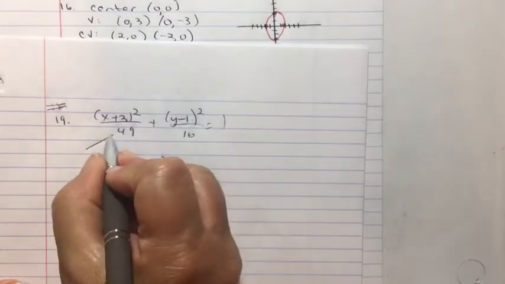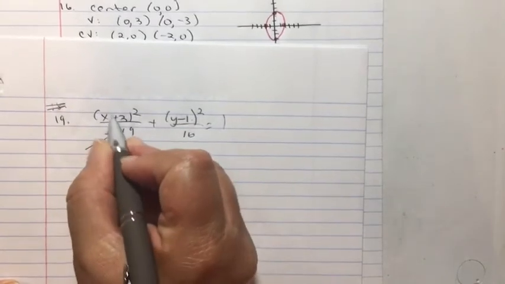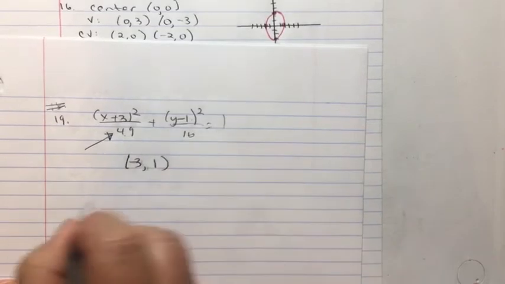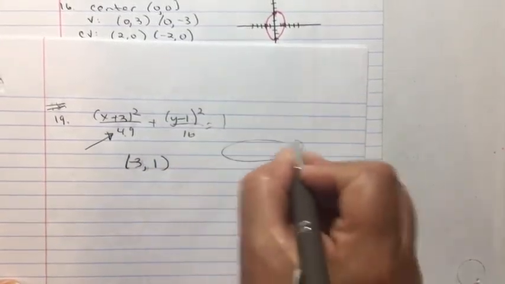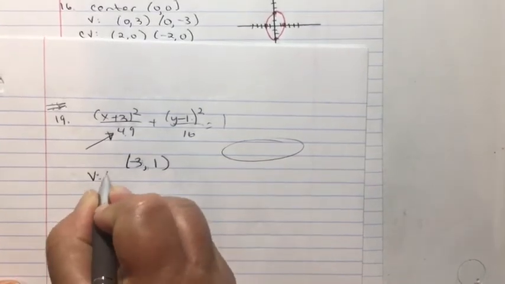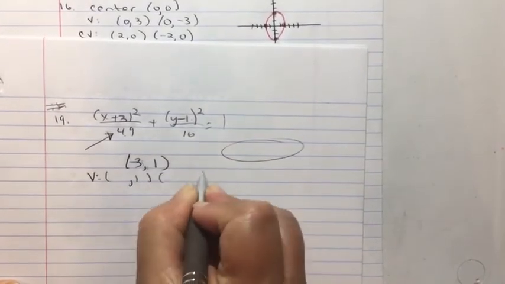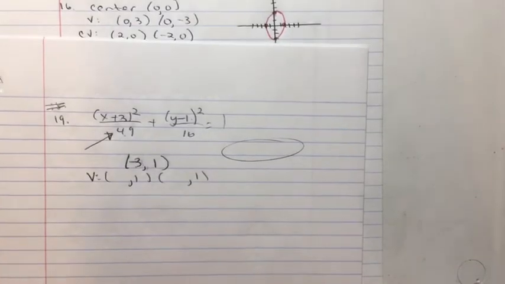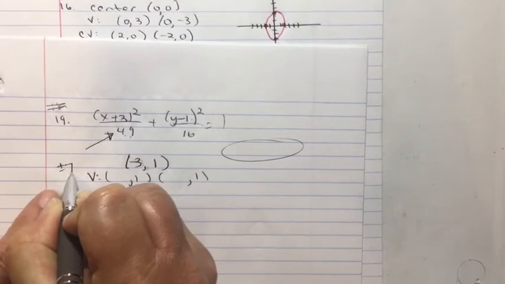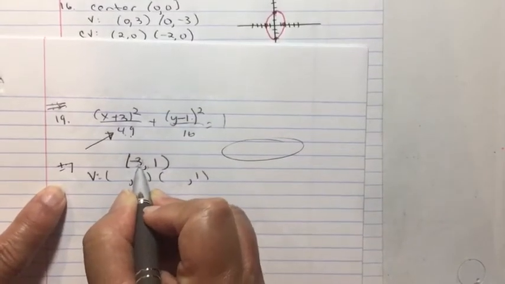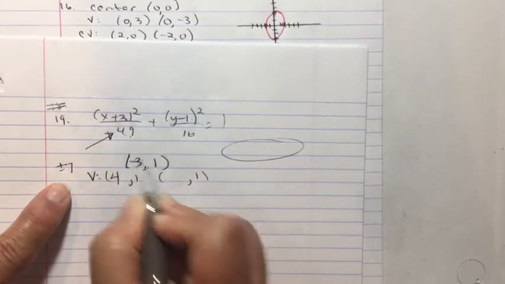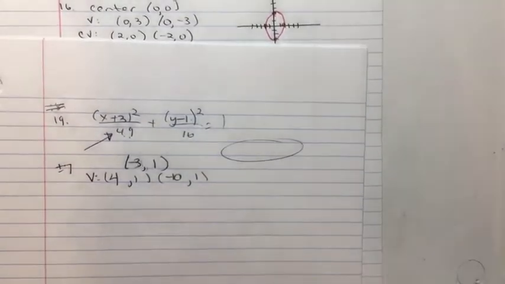Okay. The vertices are going to be affecting the x because that has the greatest, so the major axis is on the x-axis. So you know it's going to look something like that when you're done. All right, so if you affect the x, that y does not change. The x, you're going to have to take the square root of 49 and then add or subtract 7 to your center value for x. So -3 plus 7 is 4, and -3 minus 7 is -10.